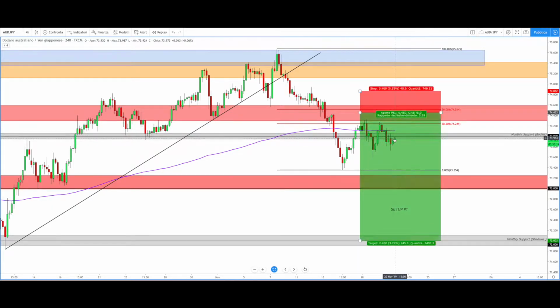But if the price will stay below this level, this will be a huge confirmation, especially if the price closes the daily candle below this monthly support. This will be a huge signal that the price is ready to go lower.